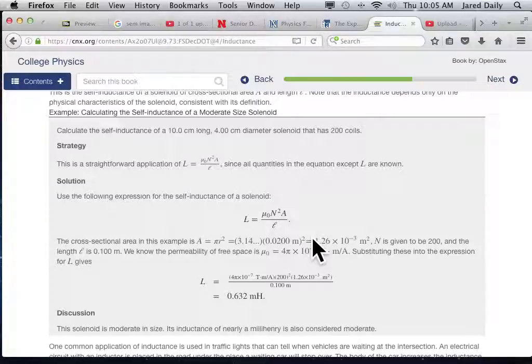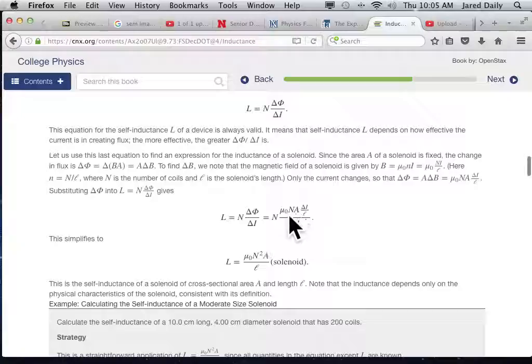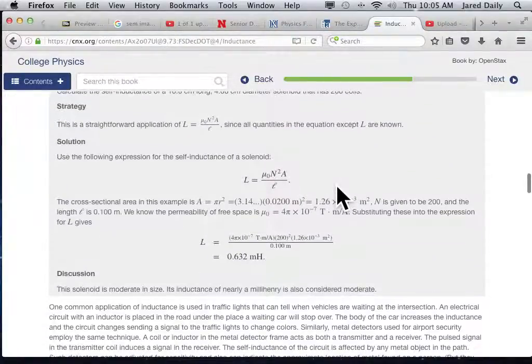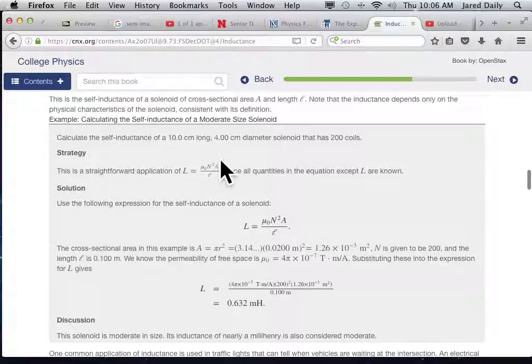And so in this example, they actually have us calculate the self-inductance of a solenoid, because we can do it so specifically. They tell us that it has a 4 centimeter diameter, so we can calculate the area. They tell us the length, and they tell us the number of coils that it has. Actually, N is the number of coils, not the number of coils per unit length. I don't remember which one I said, but the big N is the number of coils. Little n is the number of coils per unit length. But anyway, we just plug in the numbers into this equation and we will get that, except we do have to calculate the area. The area is going to be half of the diameter, which is 4 centimeters, squared, times pi.